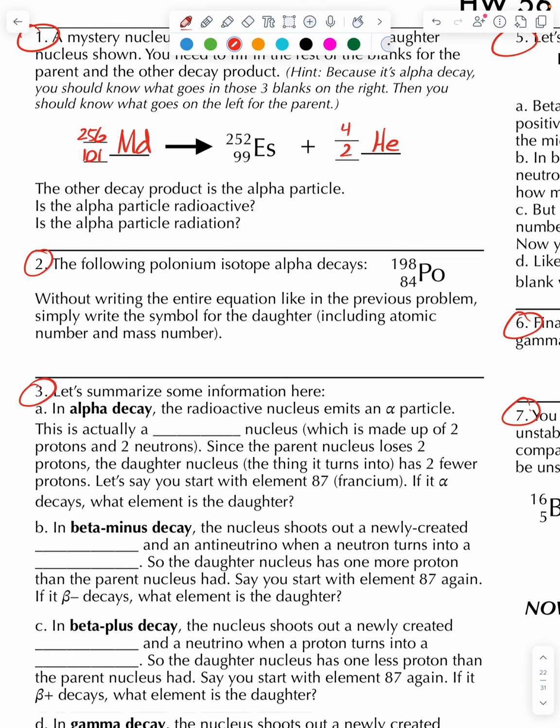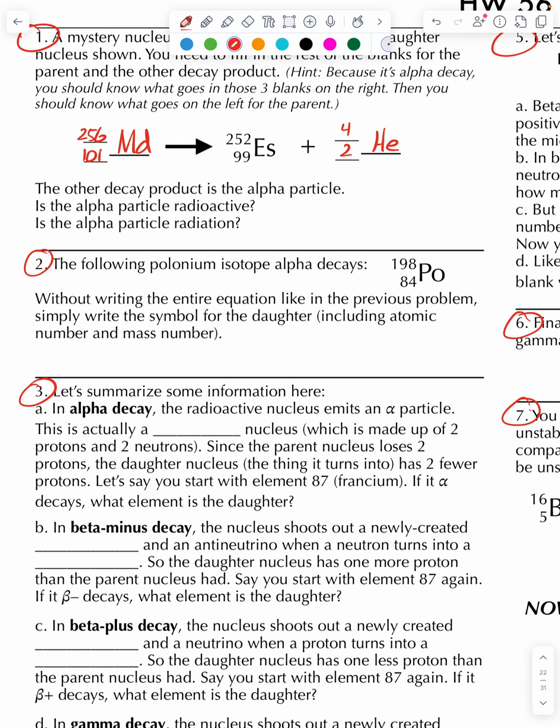The other product is the alpha particle. Is the alpha particle radioactive? No, it's just stuff like you breathe in a balloon. That's just helium-4, that's normal helium. But it's the radiation, and what's dangerous about it is not that it's helium, it's just that it's being shot out at a high speed, and like little bullets can run into your skin.